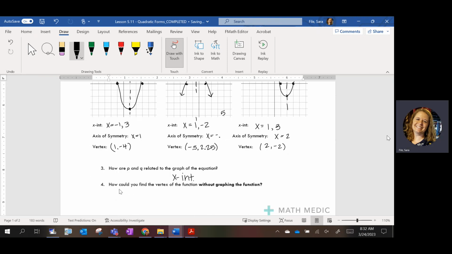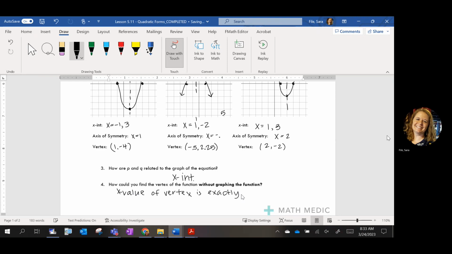Okay, so the x value is exactly the middle of the x-intercepts.